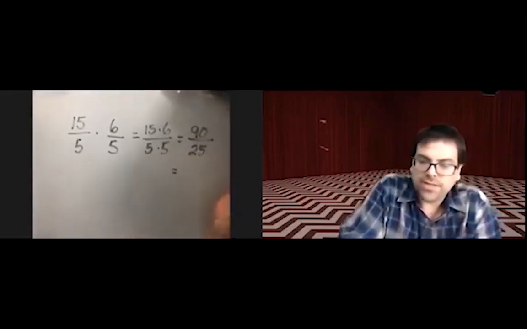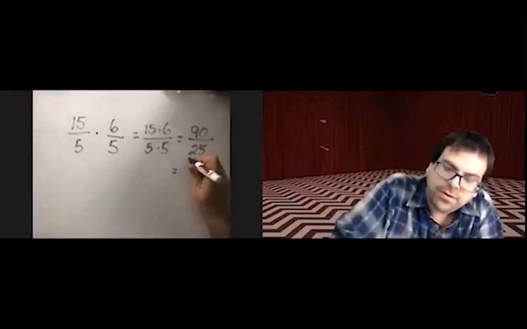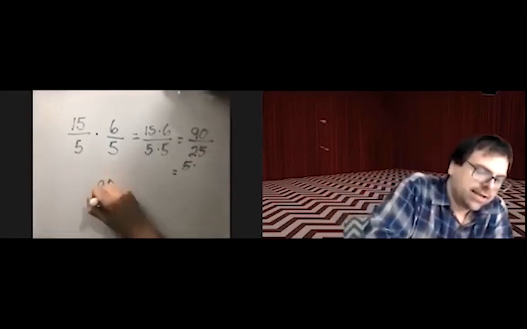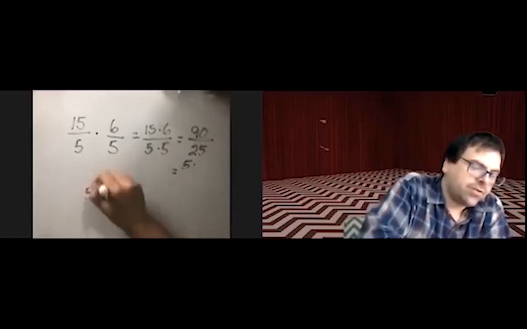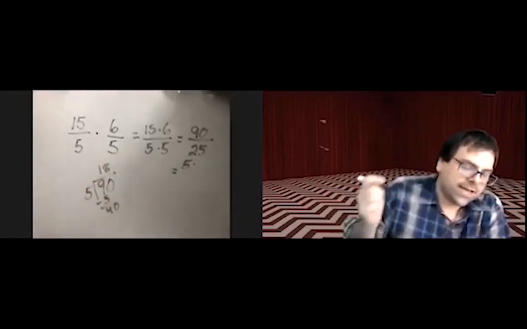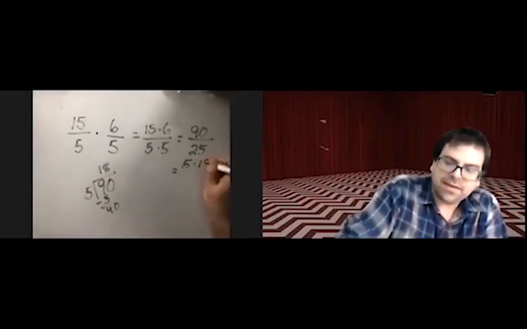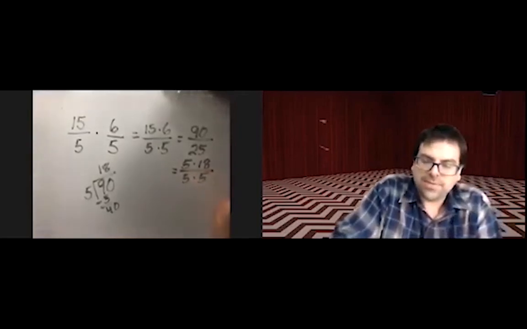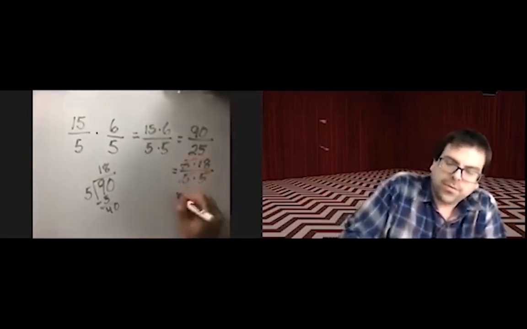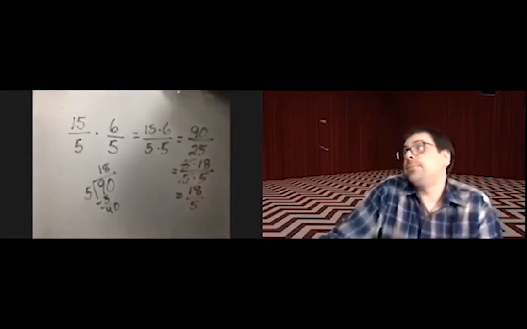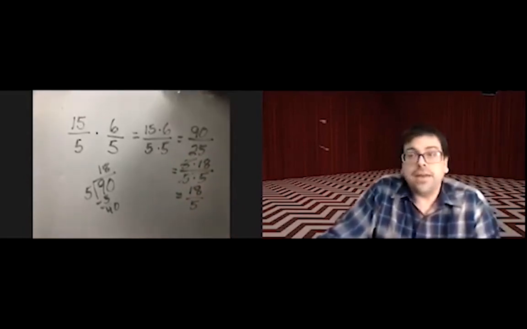They both are divisible by 5. 5 times what is 90? 90 divided by 5. 5 goes into 9 once. 5 goes into 40 8 times. So it's 5 times 18 over 5 times 5. We get 18/5.